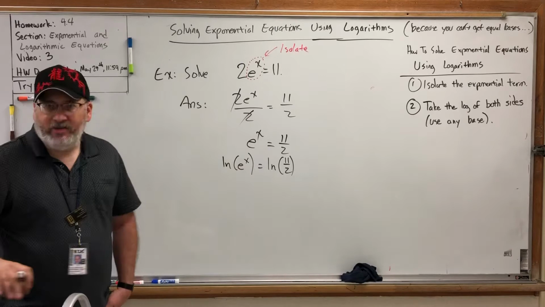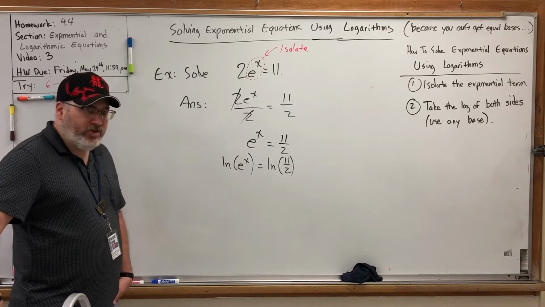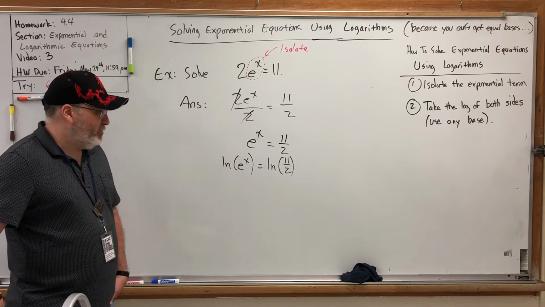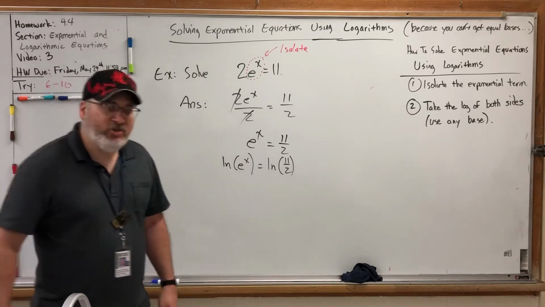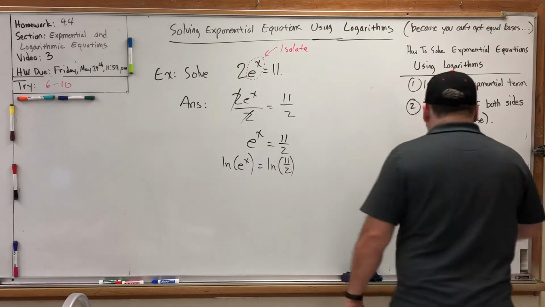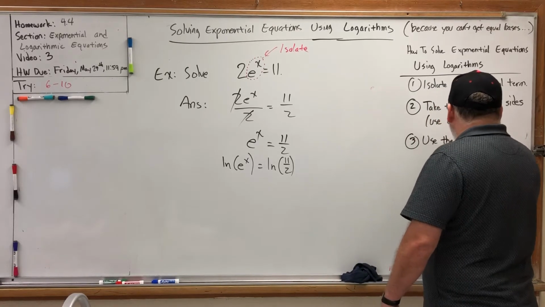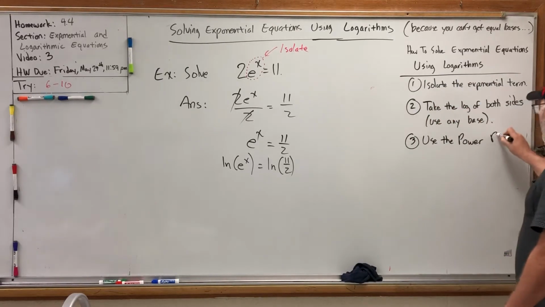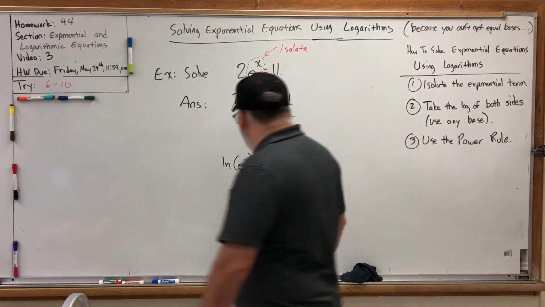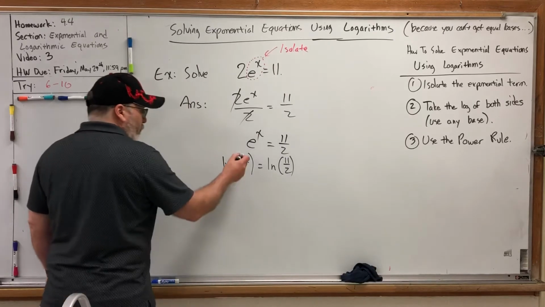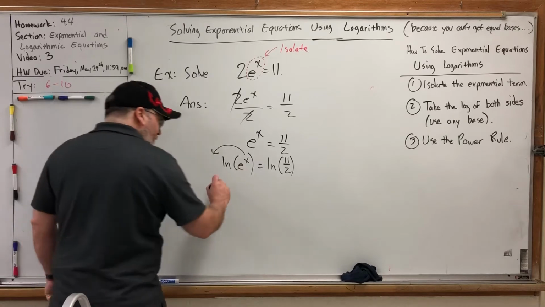Now, why is that advantageous? Well, the same reason it was advantageous when we were discovering the change of base property. We're solving for something currently in an exponent. By taking the log of both sides, it allows us to use the power rule, and that's step 3. Use the power rule. Because you should have a power on an argument inside a logarithm. And remember that the power rule says you can bring down the power off of the argument and put it in front of the logarithm.